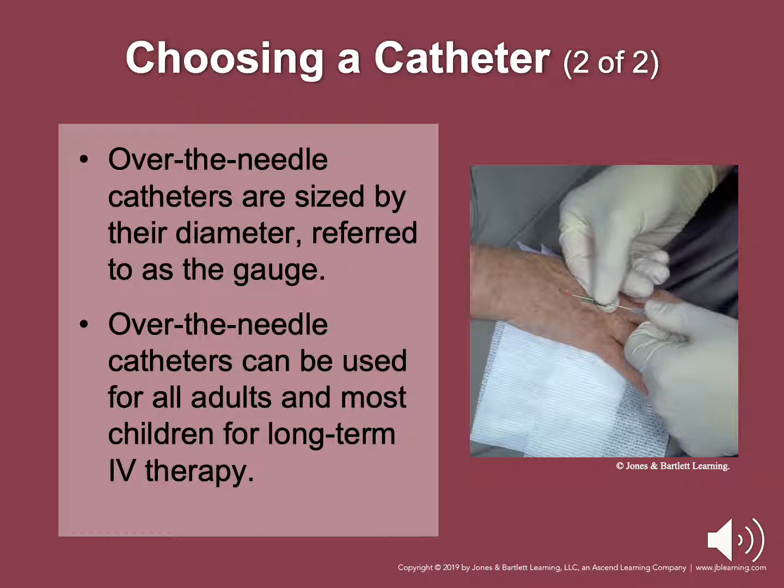So usually smaller size catheters can be used in the back of the hand area, the posterior hand area. Your bigger sizes, your 20s and your 18s, are usually used in the AC area at the bend of the elbow. However, I have seen larger veins, men and women with large veins in the back of the hand.